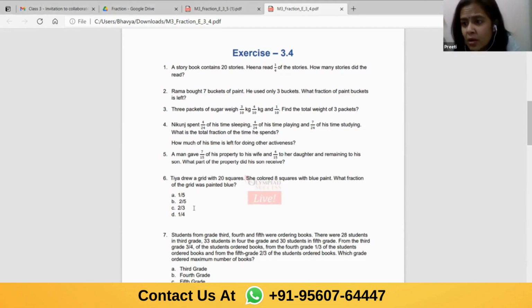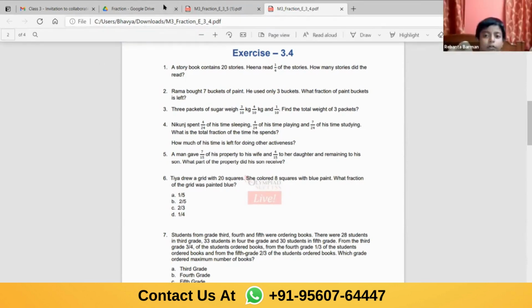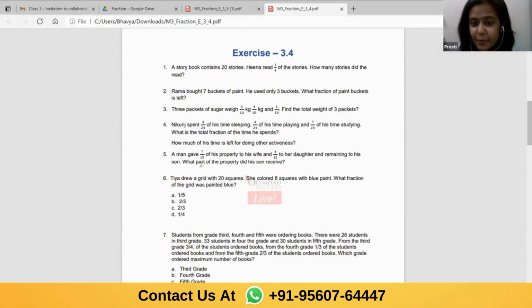You are saying what? 12 by 20. Rebanta, no. I am saying that you are telling me the fraction for the grid which is not painted. I want the fraction for the grid which is painted blue. 8 out of 20, Rebanta. 8 squares are painted blue and total are 20. So 8 by 20.